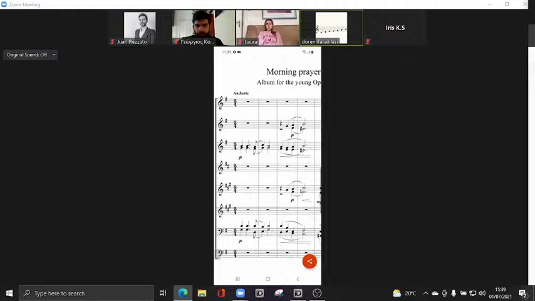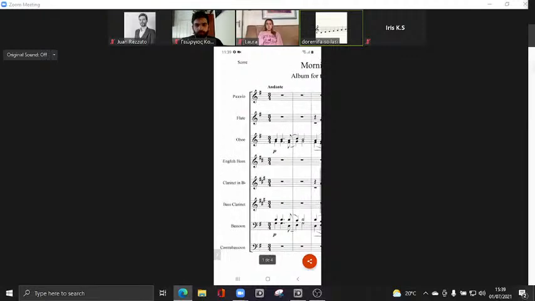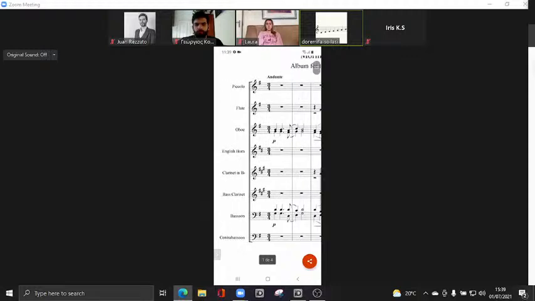The conductor doesn't have to guess anything. You have to write what you want. Then we have two oboes, one English horn, two clarinets in B flat, one bass clarinet, two bassoons, and one contrabassoon.